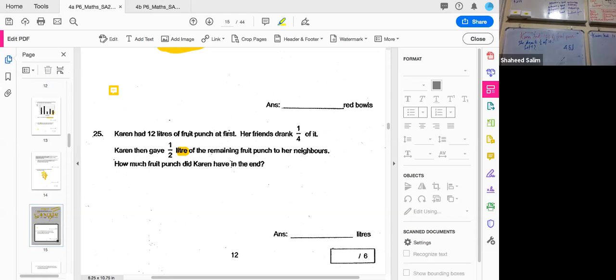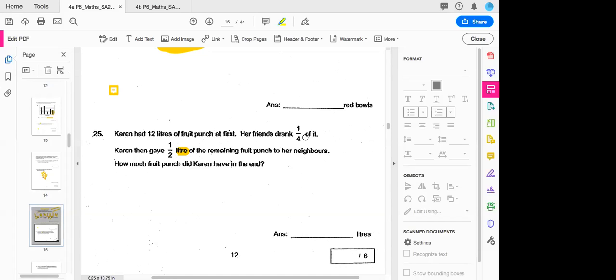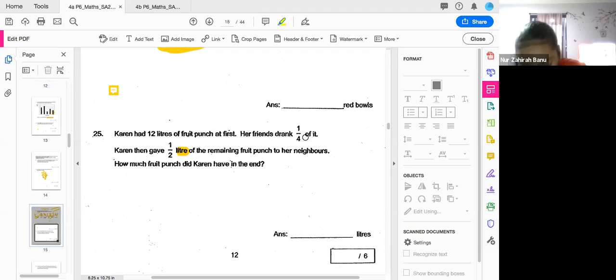Okay. You must know the difference between this. Sophia, I'm not saying you're right or wrong, but between liters and no liters, what's the difference? If you do not know the difference, that means you all are confused. The answer is 7.5.